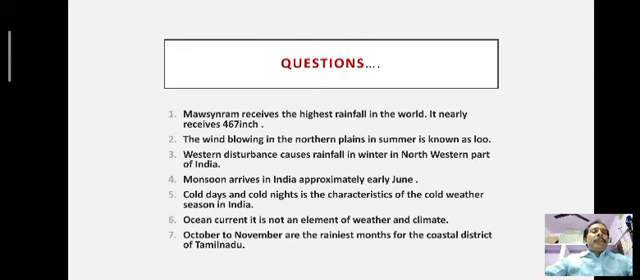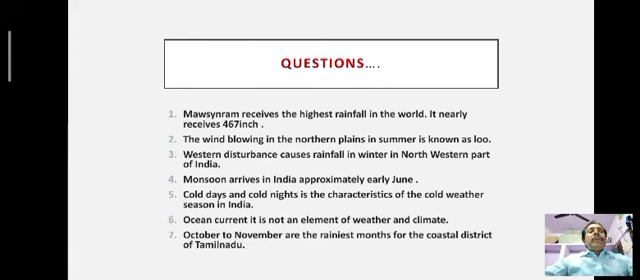So as we know that in the summer season, basically the hot wind blows in the northern plains. Northern plains means the area of Uttar Pradesh, Punjab, some part of Bihar. Okay, so these areas are known as the northern plain, and this wind is known as Lu.